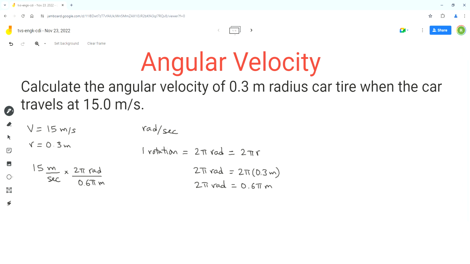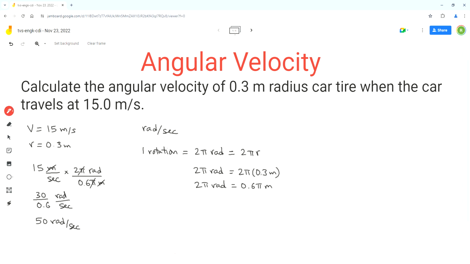We want to keep the meter unit in the denominator because we want to cancel out the meter unit. We can also cancel out the pi's. Now we can do the multiplication. 15 times 2 is 30. Now we can do the calculation. 30 divided by 0.6 is equal to 50. So this is the angular velocity of the car tire in radians per second.